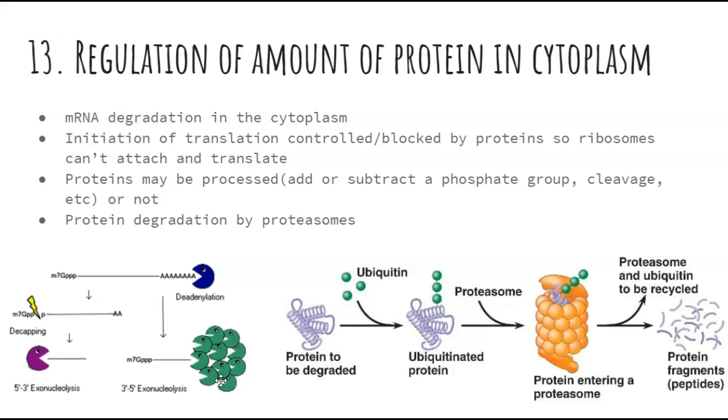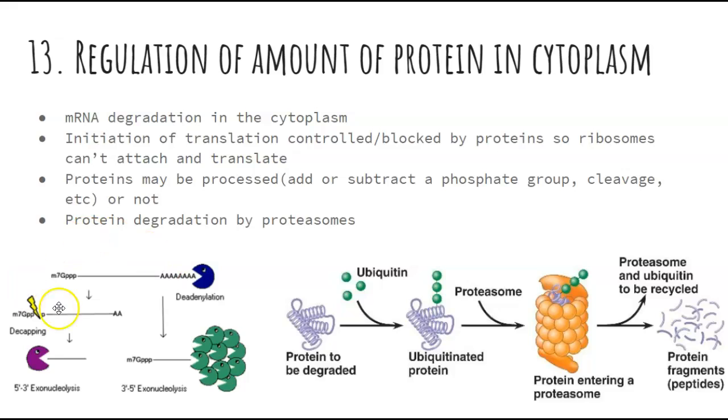And this is part of the reason why we have the cap and the tail, because here's a little Pac-Man eating away at this poly A tail. Well, guess what? If that tail is long enough, this Pac-Man can eat away at this tail, and that's cool because the ribosome is going to be down here. The ribosome is going to be translating, and by the time the ribosome's done, this enzyme isn't done eating the poly A tail.